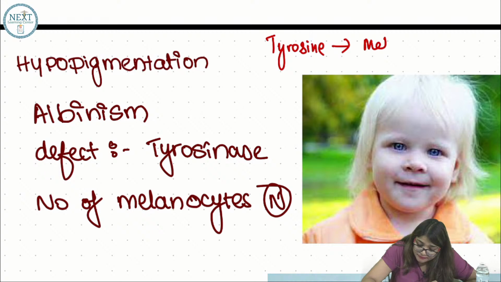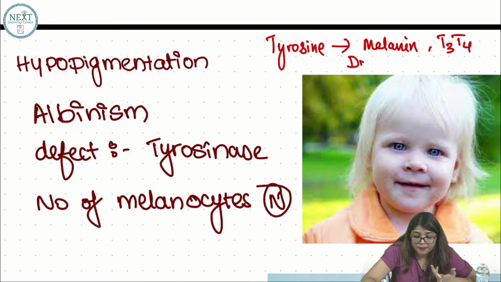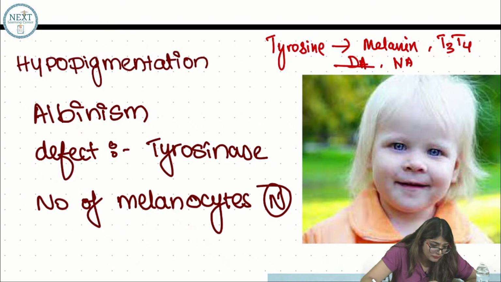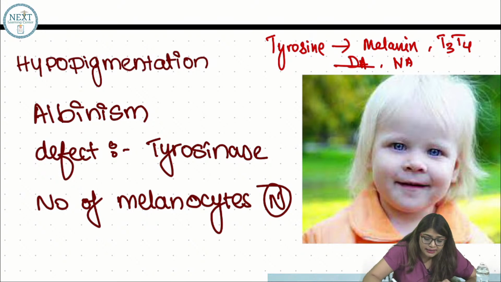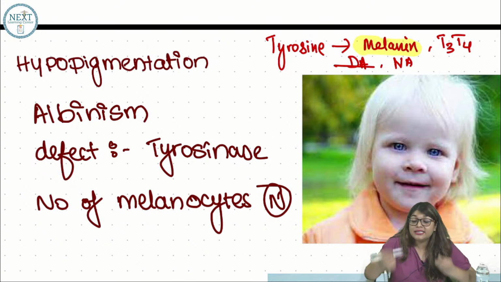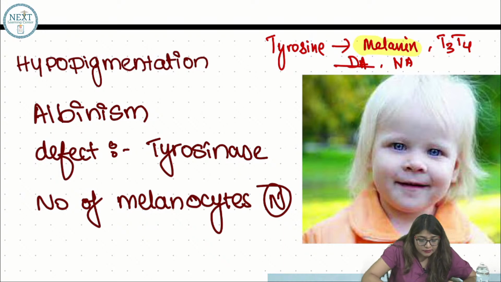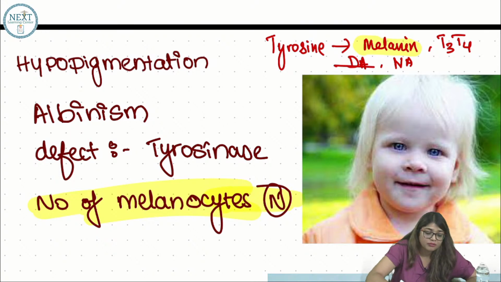It is melanin, T3, T4, and your catecholamines like dopamine, noradrenaline, right? Yeah, very good. So if there is no tyrosinase, can you get melanin? No. Because there is absence of melanin, but the melanocytes are normal. This question was asked in NEET, so now you know.